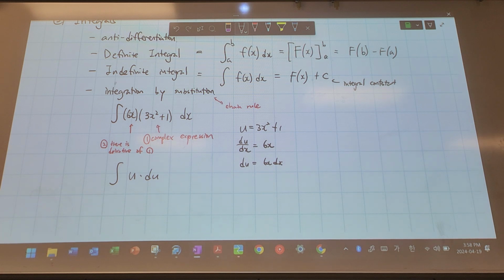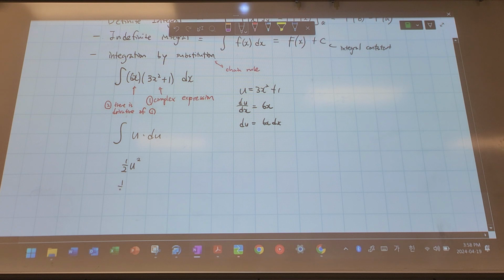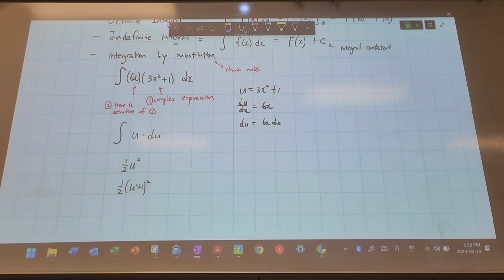Now we just have an integral of u, and that's it. The integral of u is just u squared over 2. So that's going to be 1 over 2, 3x squared plus 1 to the power of 2. If it was just x, what do you do? You do 1 over 6. Yeah, right? You have 1 over 6, or you can just bring the 6 outside.